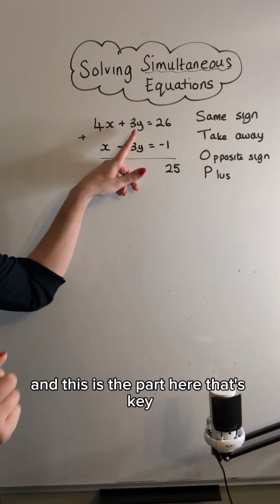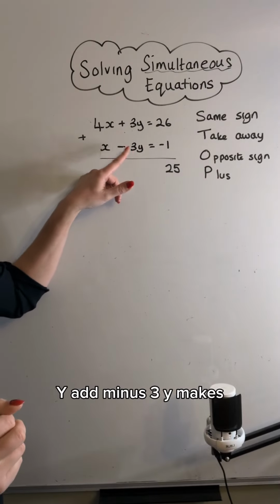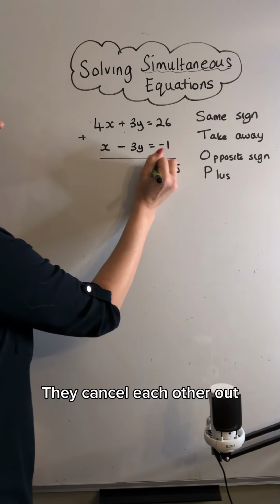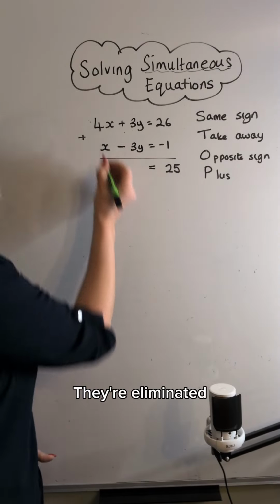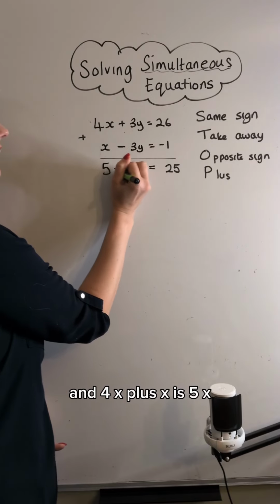And this is the part here that's key. 3y add minus 3y makes nothing. They cancel each other out, they're eliminated. And 4x plus x is 5x.